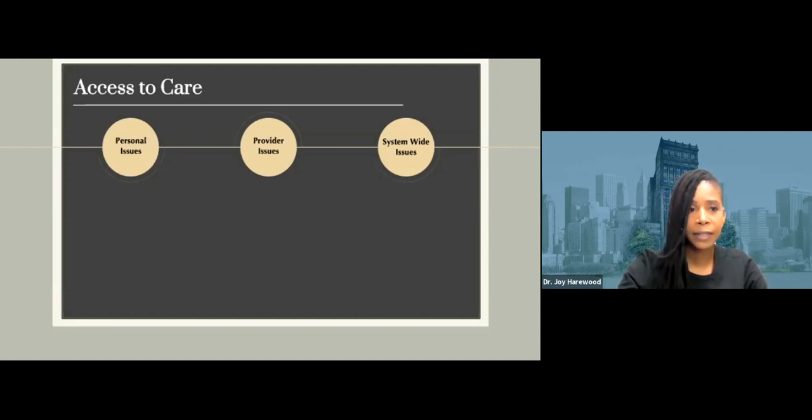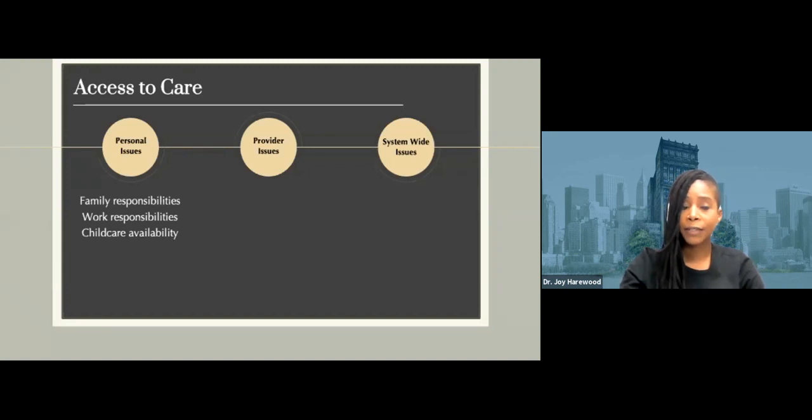When we think about access to care, there are personal issues that stop you from accessing care. Family responsibilities, work responsibilities. I get off work, maybe I work at night, I work in the day. Not everybody actually has time off for sick leave, or not everybody has holiday. People who work on an hourly wage may not be able to access a doctor who only works from 9 to 5. There's also childcare availability, which is huge for people.